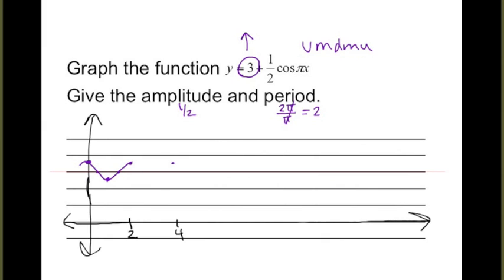We do the same set of 5 points to get a second cycle. Remember on cosine to make sure that those tails at the end are pointed downward because it never goes up above those highest points. So we don't want those arrows to point up. Questions?